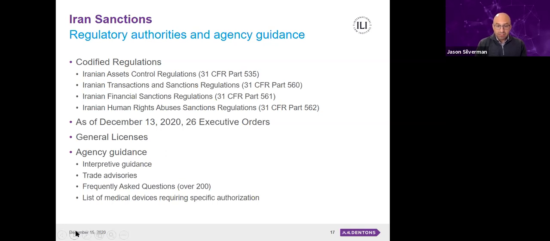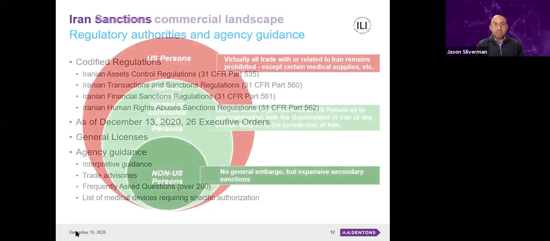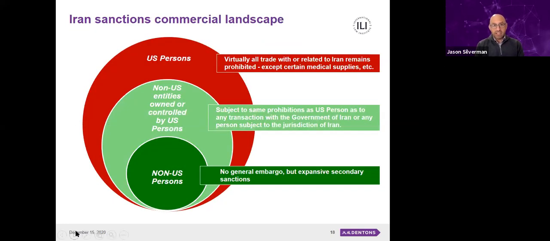There are also general licenses, which we'll talk about, and agency guidance, which can take the form of interpretive guidance, advisories to commercial actors, frequently asked questions, which are an excellent source of information. And in the case of the Iran program, at last count, there were well over 200 of them, and a list of medical devices requiring specific authorization is another part of key guidance. Next slide, please.